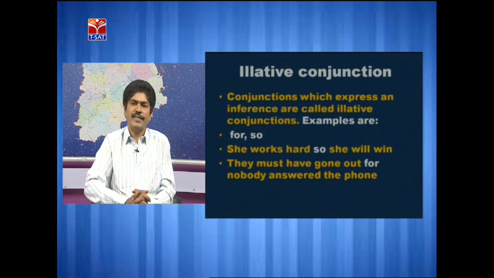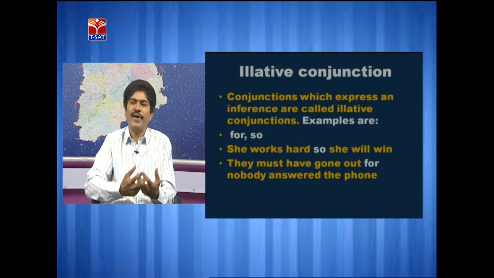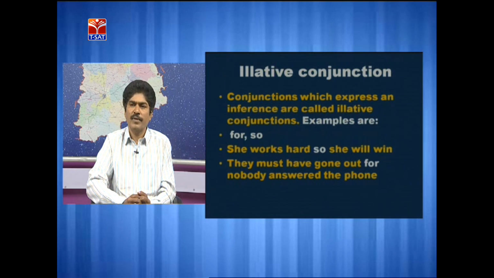The next type of conjunctions, we call illative conjunctions. Conjunctions which express an inference are called illative conjunctions. Examples are for, so. Here, she works hard, so she will win. She works hard. What is the inference of that? What is the result of that? She will win. It also shows cause and effect. She works hard, cause, effect, she will win. They must have gone out, for nobody answered the phone.